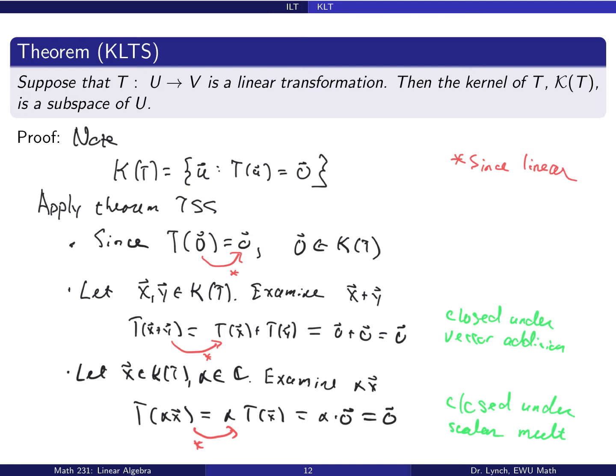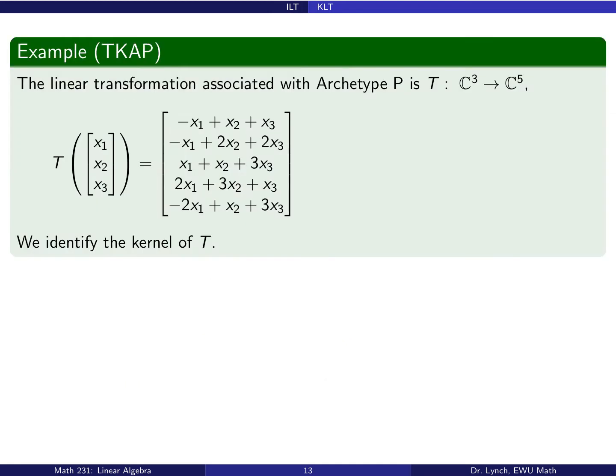All of these steps depend on our transformation being linear, but in any case, we've shown that the kernel of T is a subspace of U. Okay, so again, since it's a subspace, and I've jumped ahead a little bit here, we can identify the kernel as a span of a set of linearly independent vectors.